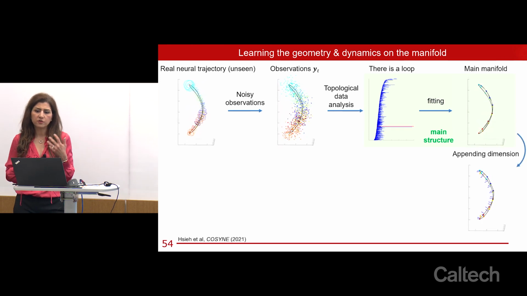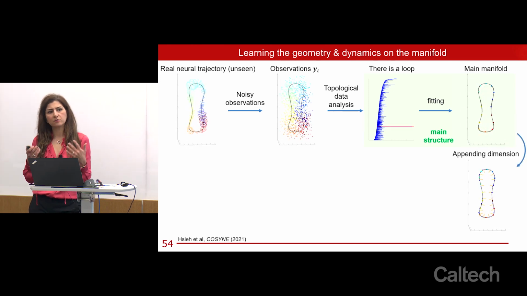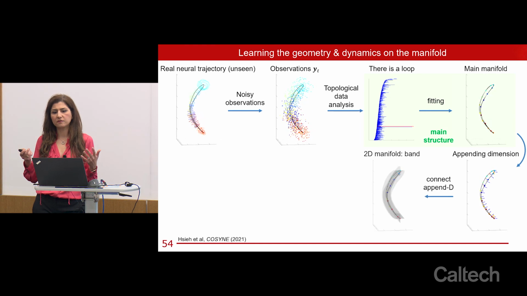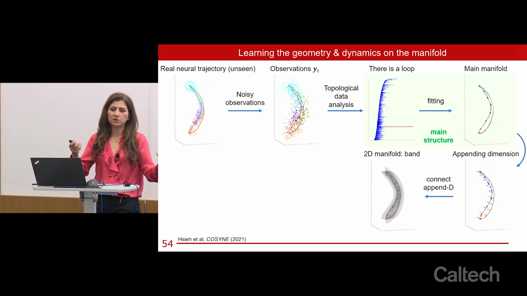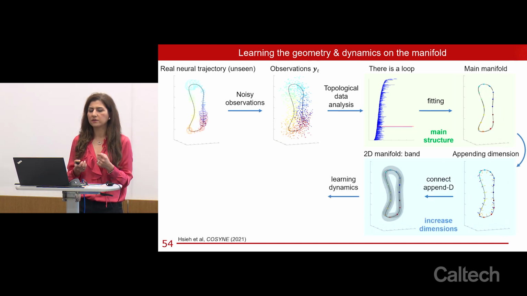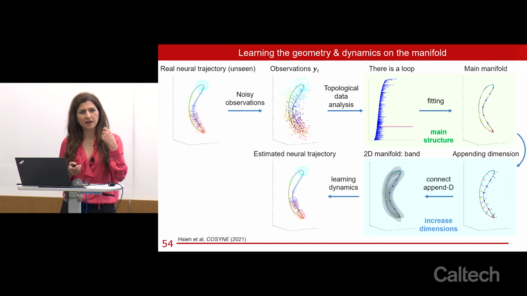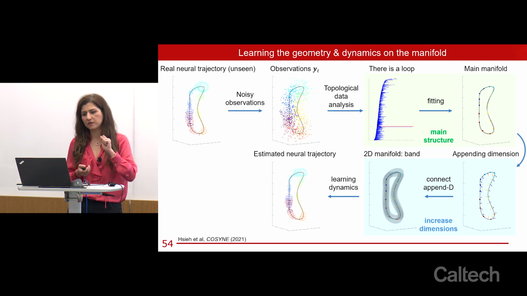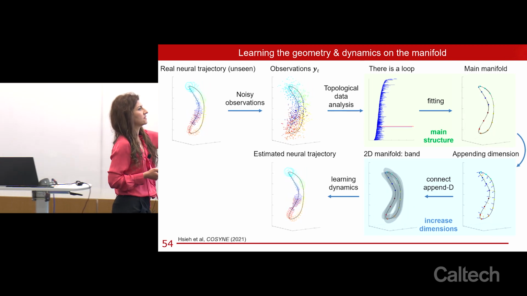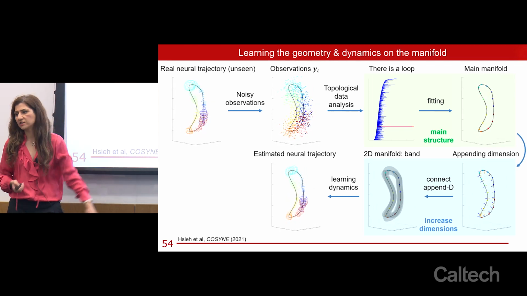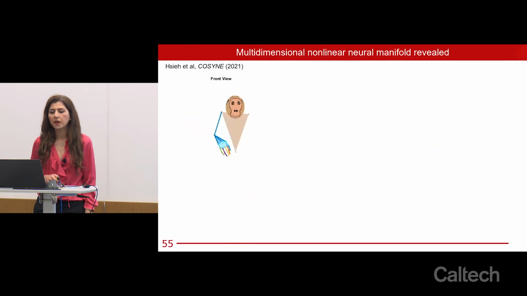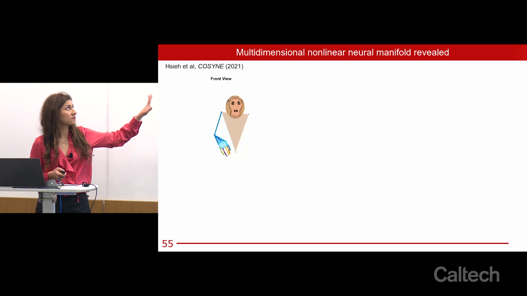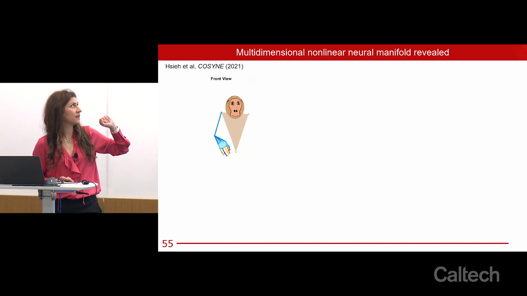But that is not enough because, of course, we want to capture more complexity around this loop. So what we did was we derived local coordinate systems around this loop that allow us to make this manifold multidimensional. For example, from a 1D loop to a 2-dimensional band. And then on top of that, we run a learning algorithm that fits the dynamics on top of this shape, on top of this manifold. And you can see that the reconstructed trajectory matches the original one, showing the success of the method in these simulations.